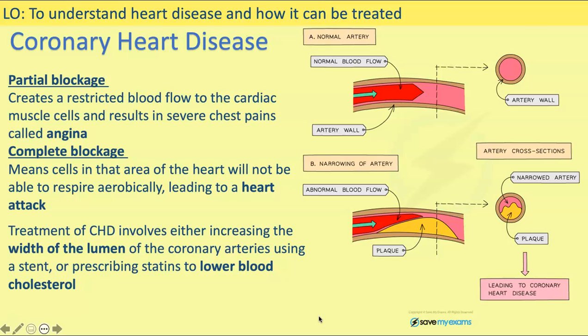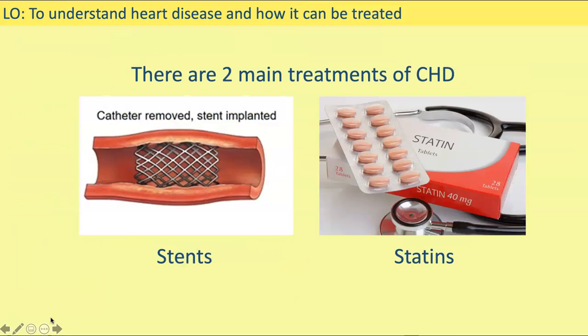Treatments of coronary heart disease involve either increasing the width of the lumen using a stent, or you can prescribe statins, which lower blood cholesterol. So we'll start with stents. We're going to look at both treatments in a little bit more detail.